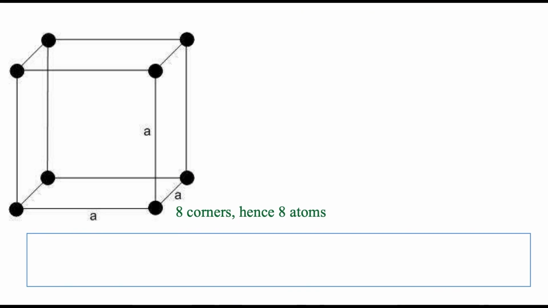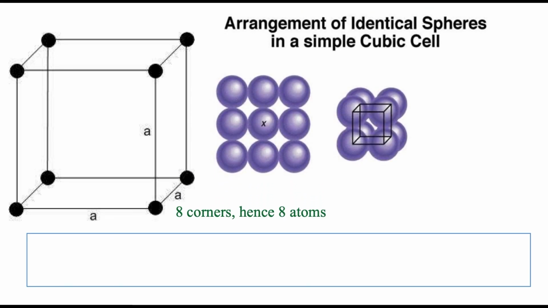Even though this is how you represent a unit cell, the actual arrangement of atoms is like this. The atoms are packed much more closely together. The atoms touch along the edges of the unit cell. Each corner of a cube, and hence each corner atom, is equally shared by 8 other unit cells.